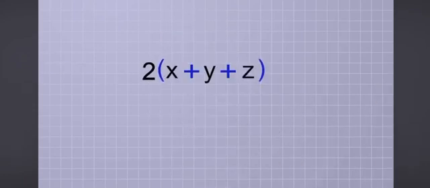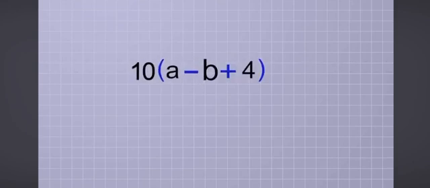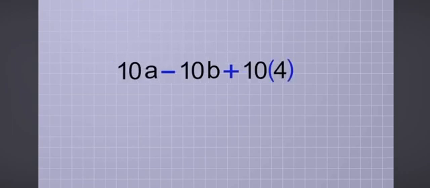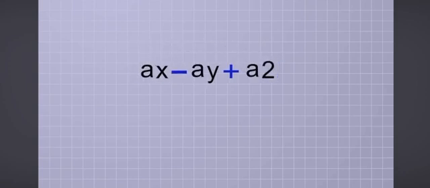Here's a few quick examples that have a combination of numbers and variables to help you see the patterns of the distributive property. 2 times the group x plus y plus z can be changed into the distributed form 2x plus 2y plus 2z. 10 times the group a minus b plus 4 can be changed into the distributed form 10a minus 10b plus 10 times 4, which is 40. And a times the group x minus y plus 2 can be changed into the distributed form ax minus ay plus a2, or 2a, which is more proper.